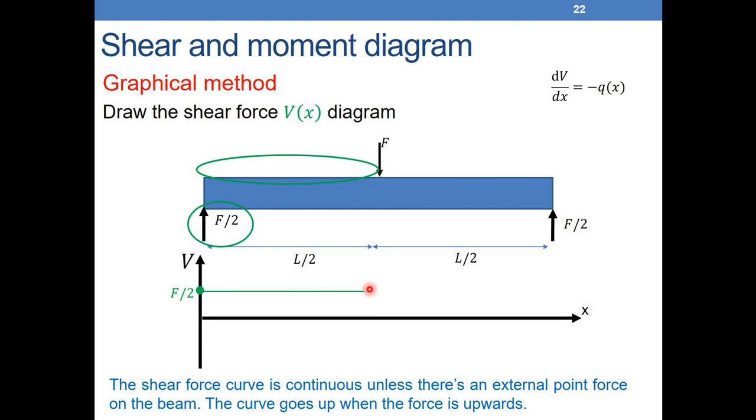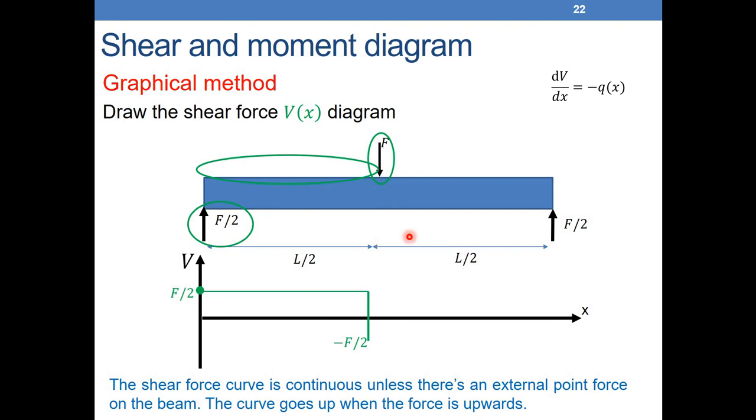Now, what do we have at L over 2? The shear force curve is continuous unless there's an external point force acting on the beam. At L over 2 we have an external point force going down. The curve goes up when the force is upwards; here the force is downwards, so the curve should go down. It was F over 2, and it will go down by the amount of F. So F over 2 minus F goes to minus F over 2.